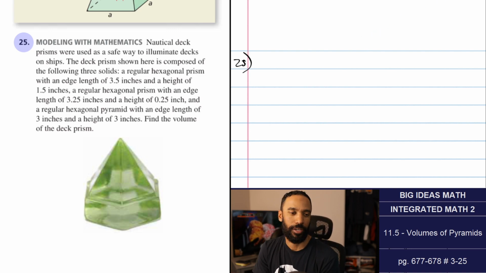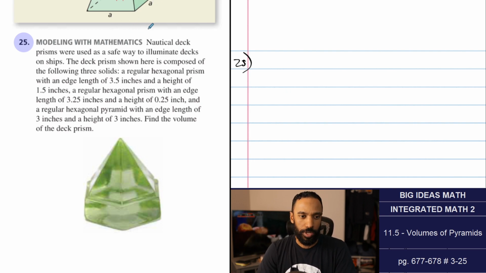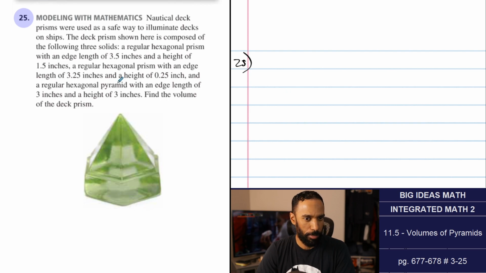Okay, so much for the hour mark. Okay, here we go. Number 25, last question. Nautical deck prisms were used as a safe way to illuminate decks on ships. The deck prism shown here is composed of the following three solids. A regular hexagonal prism with an edge length of 3.5 inches. I think that's the bottom. And a height of 1.5 inches.